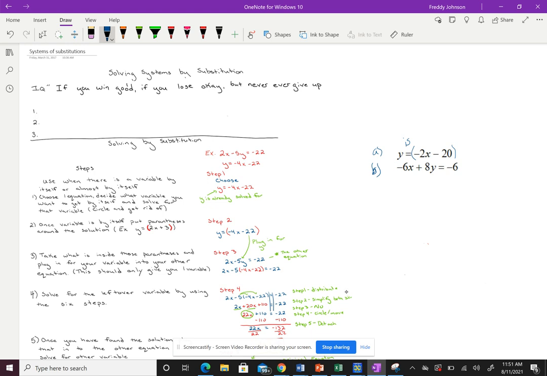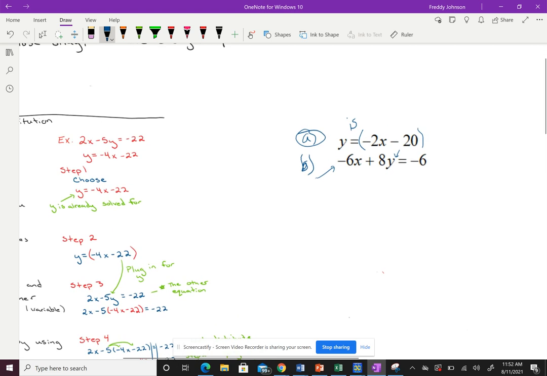Using equation A, I get that y is negative 2x minus 20. Now I look down at equation B and realize there's a y right there. I know what y is; it says right here, y is negative 2x minus 20. So I'm going to take what I have already solved for and substitute it in for y. I'm going to rewrite B: B stays the same, negative 6x plus 8, but instead of writing y, I now know that y is negative 2x minus 20.